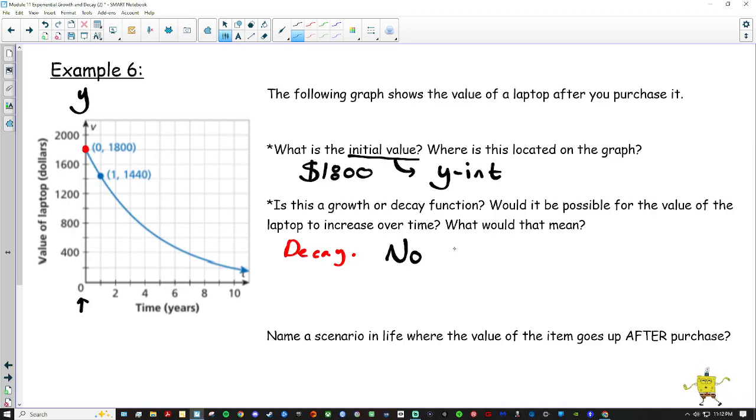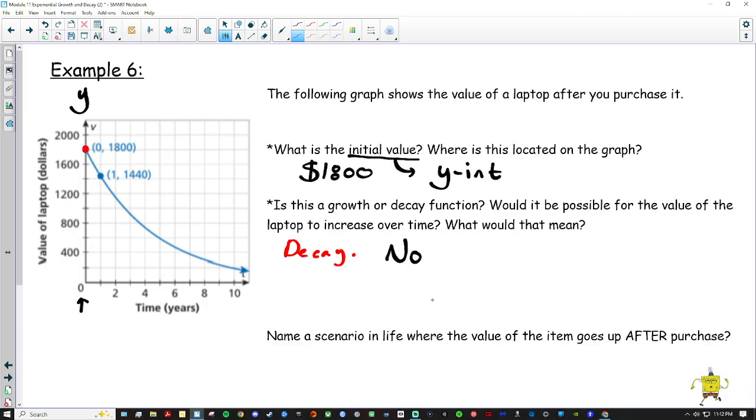As we use an object, its value is lost. However, maybe it becomes collectible over time. In order for it to increase over time, it would have to be an exponential growth problem. So let's name a scenario in life where the value of an item goes up after purchase.